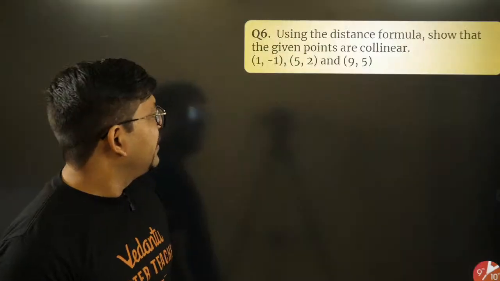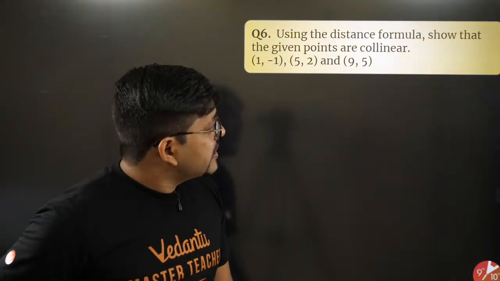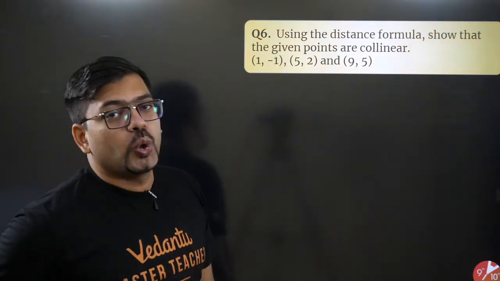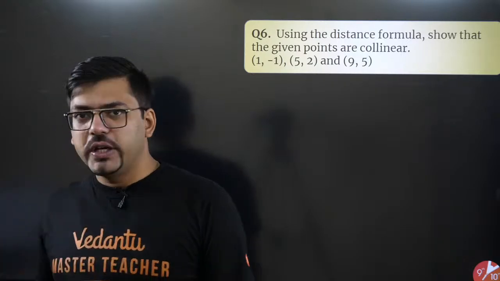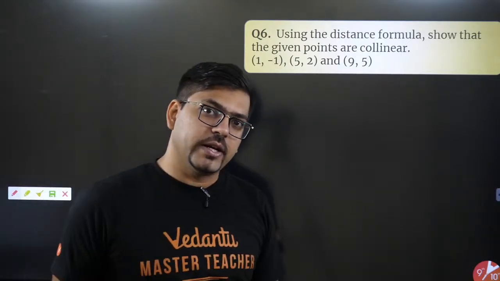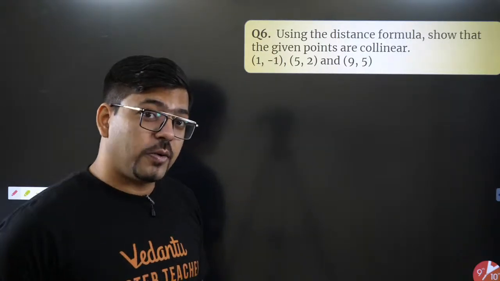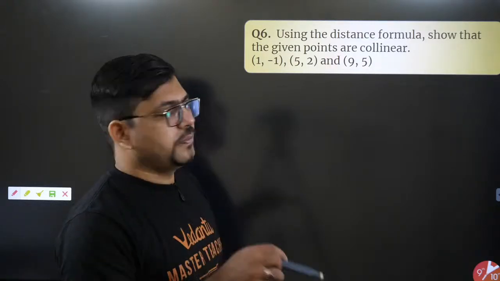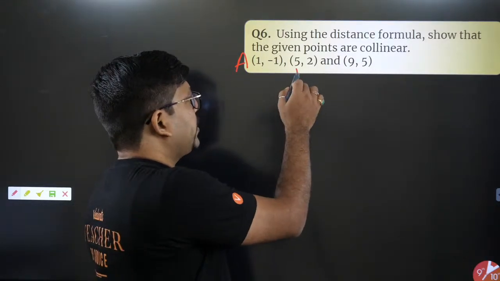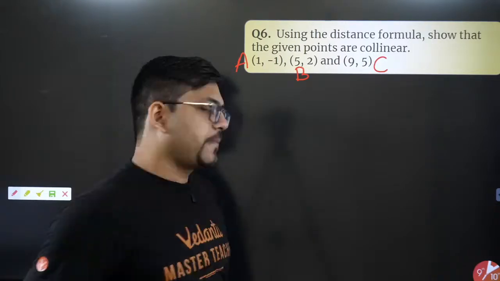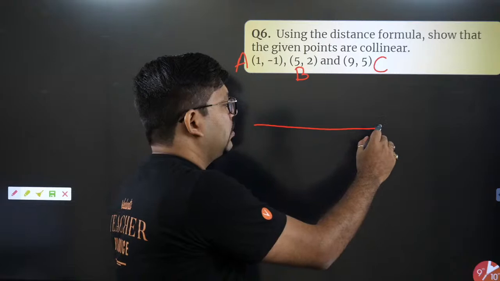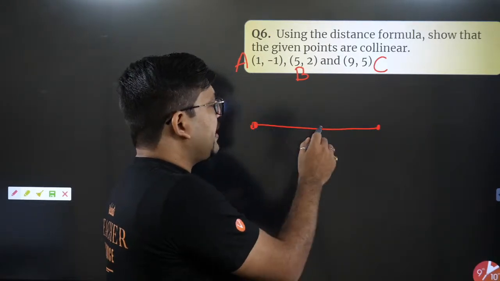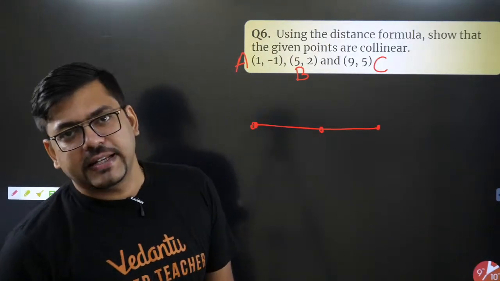Next question. Using distance formula, show that the given points are collinear. Okay, so can you tell me how can we show collinearity using distance formula? See, it's very simple. Let me assume that this is my point A, this is my point B, this is my point C. Now, this is a line. But on this line, I don't know where A is lying, where B is lying, where C is lying.